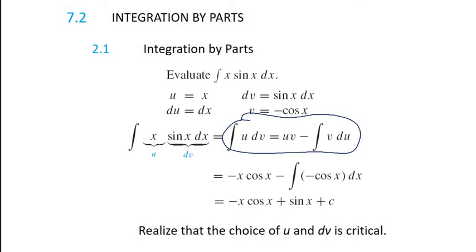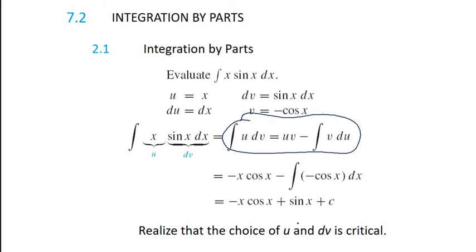So who is u? u is x. Who is v? v is minus cosine. That's what we get here: minus x cosine of x, minus the integral of v. Who is v? Minus cosine, so minus minus is going to be plus. And du is actually dx, so you have plus cosine of x dx. The integral of cosine is sine. So the integral of this one, which by substitution would not work, using integration by parts is minus x cosine of x plus sine of x plus C.